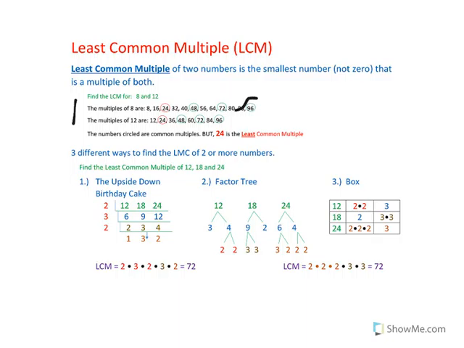I have the number 96 circled in both lists because 96 is a multiple of 8 and 12. And I have 72 circled in both. 72 is a multiple of 8 and 12. And so is 48. But 24 is the least of the common multiples. So that's your LCM for 8 and 12.